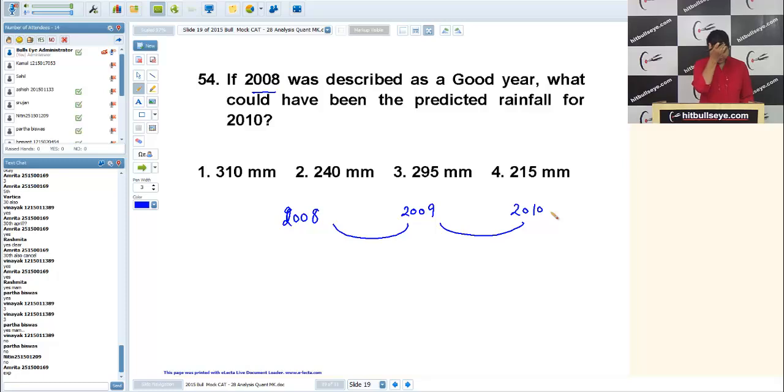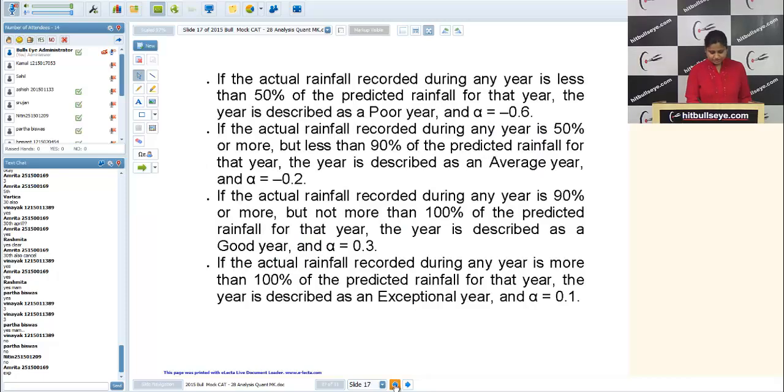Then we'll go to 2010. So my question says, if 2008 was described as a good year, what could have been the predicted rainfall for 2010? What do you mean by good year? If the actual rainfall recording during any year is 90% or more, but not more than 100% of the predicted rainfall. So if P is the predicted rainfall and this is a good year, we can say our actual rainfall will be 0.9P, that is predicted rainfall, and P. It can be 90% or more of predicted rainfall, and it can be maximum 100% of the predicted rainfall. You got the meaning of this line, Amrita? Because we need this line in this case.